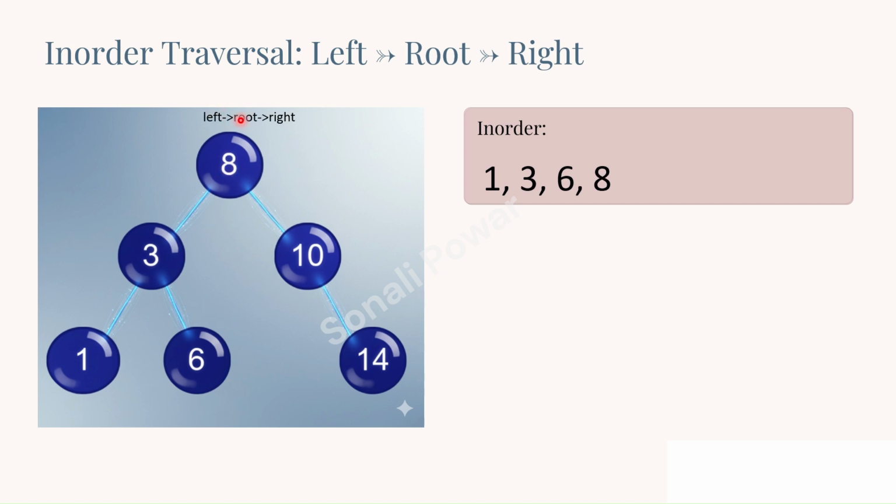For the 8, what we have done is we have processed all the left part of the 8, so it's allowed to print or process the 8 now. So we will print the 8. After that we can go to the right side of the 8.